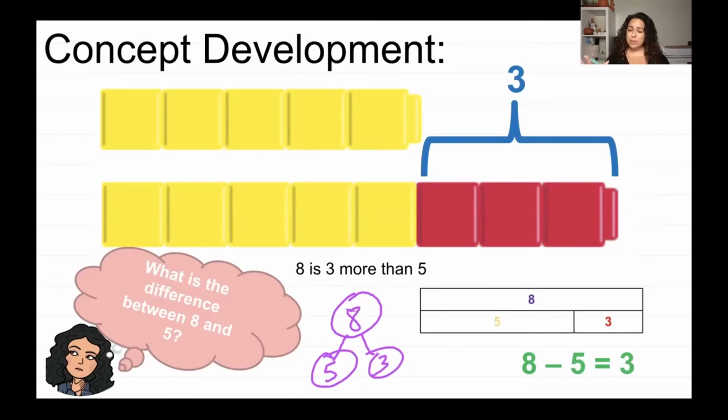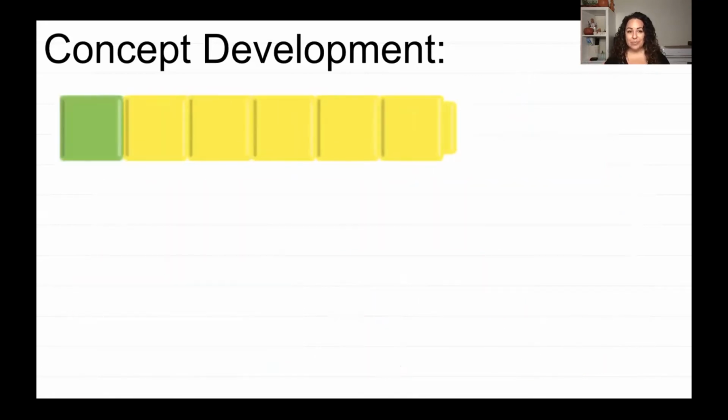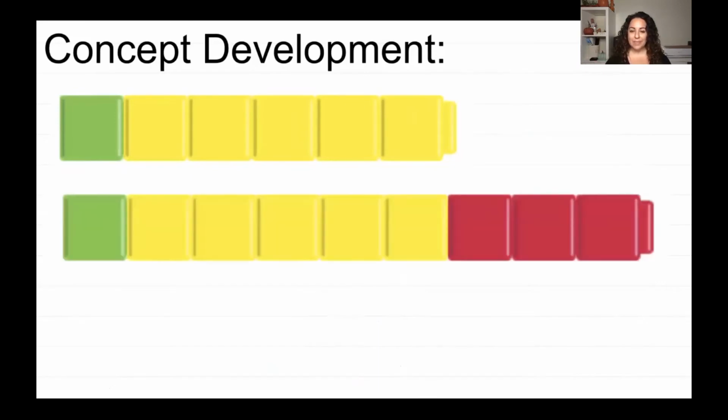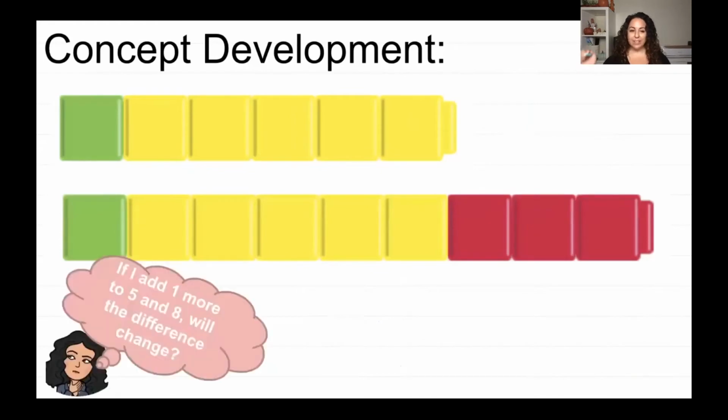Okay, I'm going to be working with the same numbers, but something's going to be a little different. Let's check it out. Ooh, I have 5 yellow, but I added 1 green. Let's see what the next one looks like. Same thing, I added a green. So now I'm thinking, if I add 1 more to 5 and 8, will the difference change?